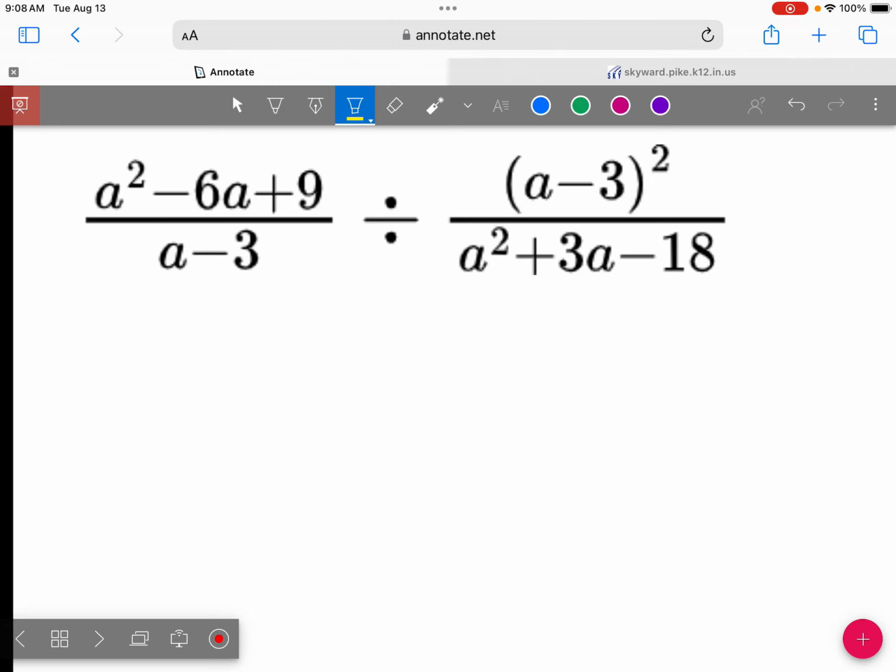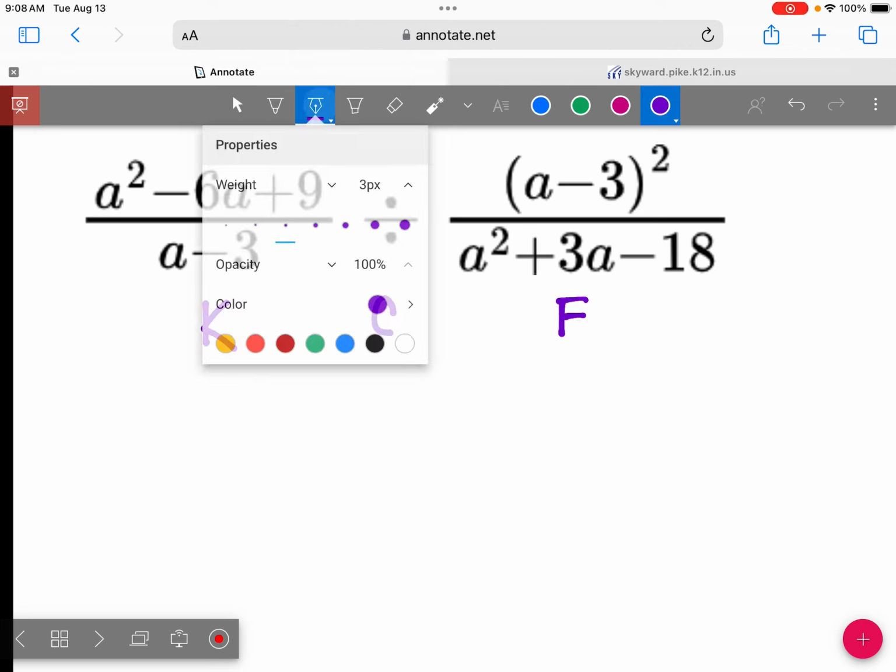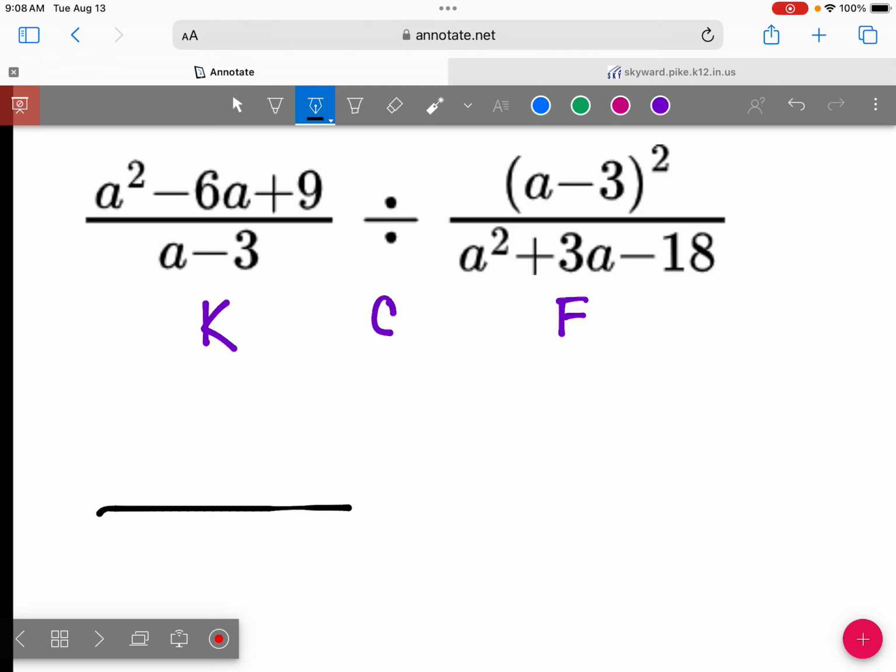So looking at this one first. Very similar vibe. Factor everything. And while we're factoring everything, we can remember what we do with fractions and division. What is it we do with fractions and division? Keep, change, flip. We keep our first fraction the same, we change our sign, and we flip this fraction, the whole thing upside down. So our first fraction stays the same. We're just going to factor it too.